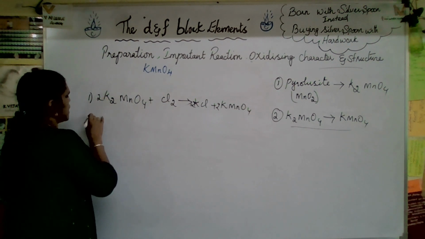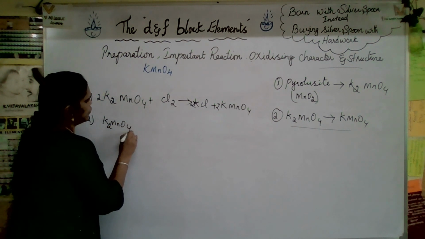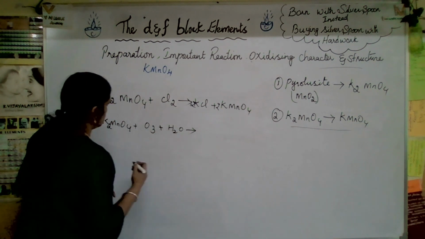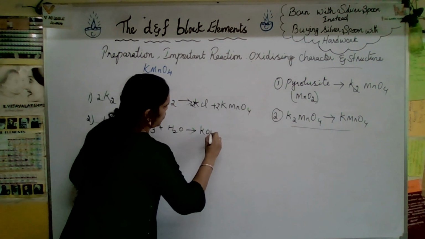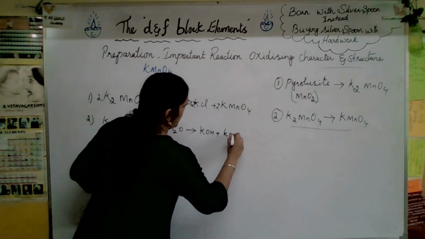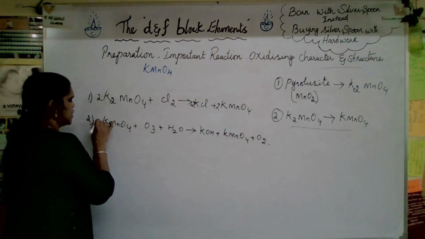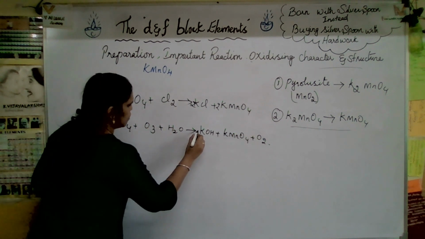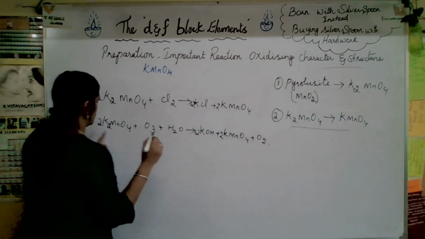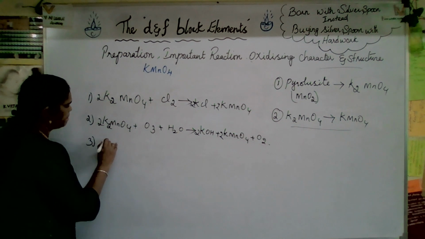Now the second one: K2MnO4 along with ozone and water. You will get KOH plus KMnO4 plus oxygen. Right? So here you will get 2, here also 4, right? 2, 2, and O2.